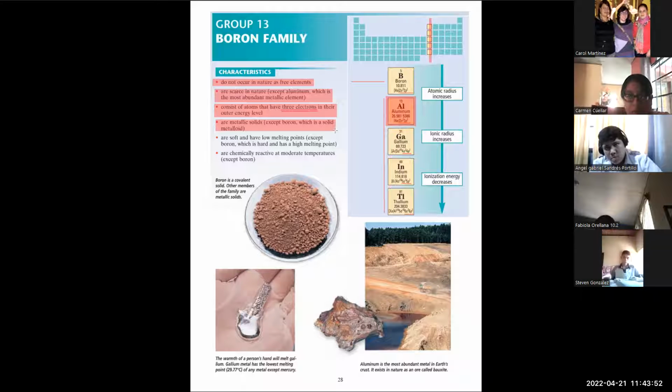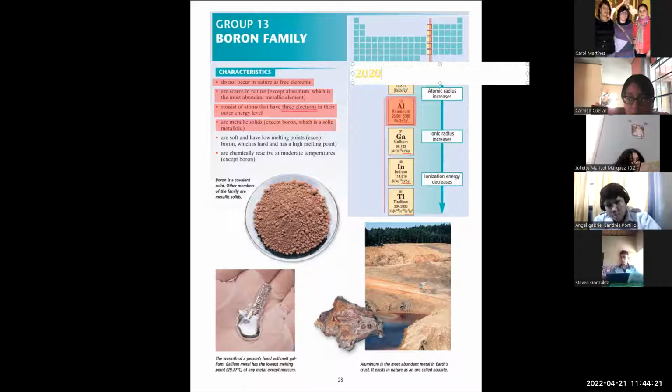So I want you guys to keep your periodic table with you and see what is the melting point of boron. What is the melting point of boron? Remember, see the key so you can see where the melting point is located. 2030. Those are degrees Celsius, okay? I mean, that's a lot, guys. That's a lot.